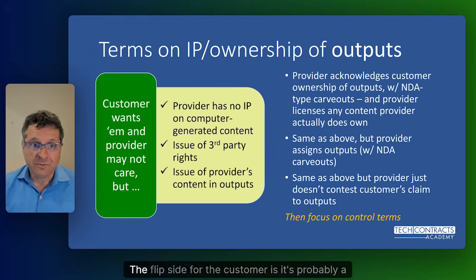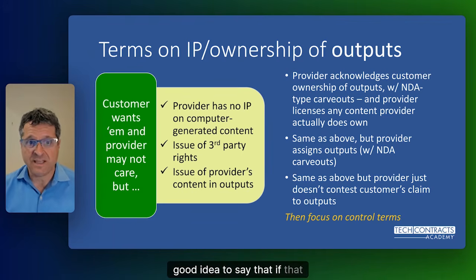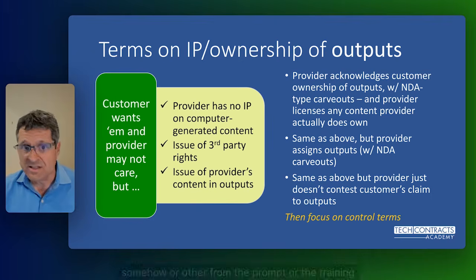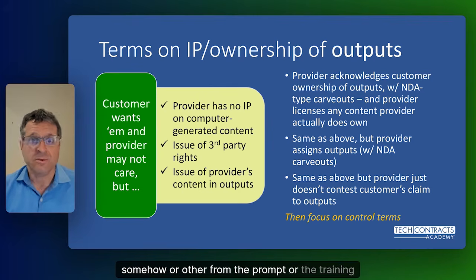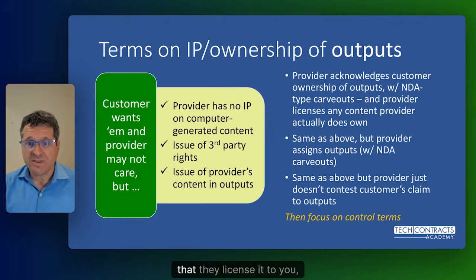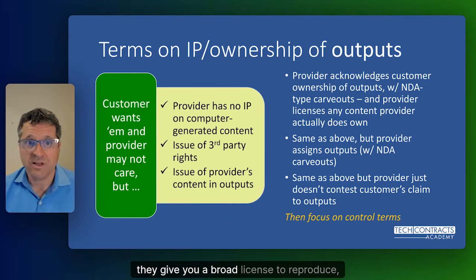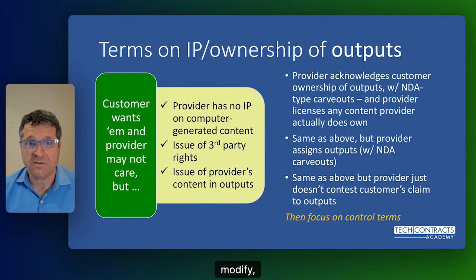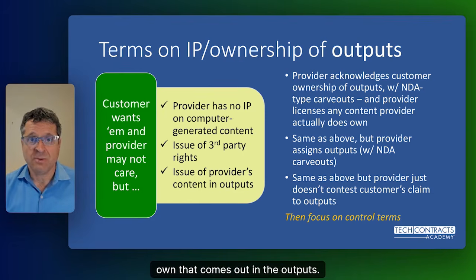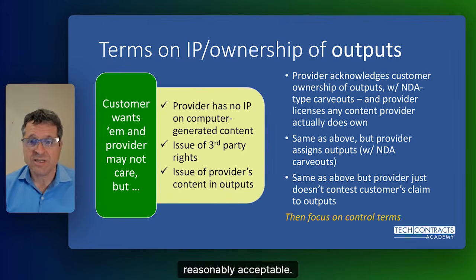The flip side for the customer is it's probably a good idea to say that if stuff owned by the vendor got in there, somehow or other from the prompt or the training data, that some vendor-owned stuff is in the output, that they license it to you. They give you a broad license to reproduce, distribute, modify, publicly perform, publicly display, whatever they may own that comes out in the outputs. All well and good, and that should be reasonably acceptable.